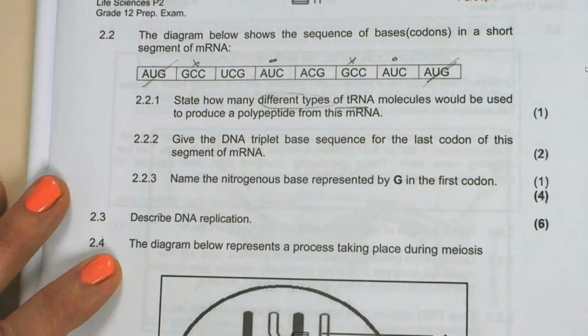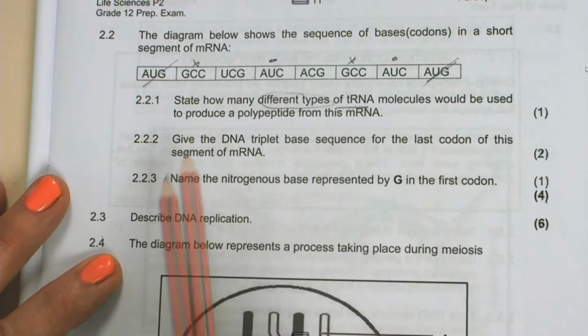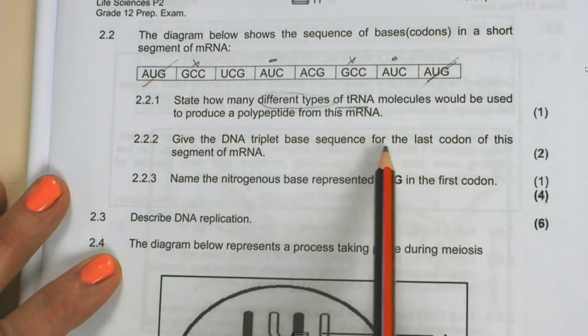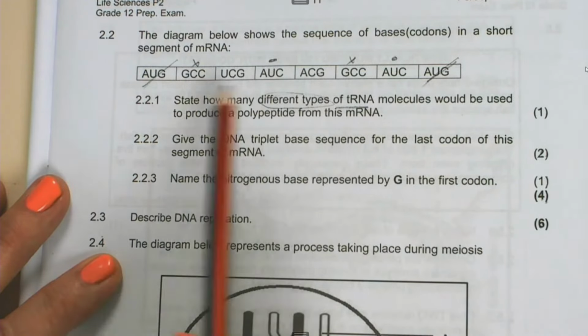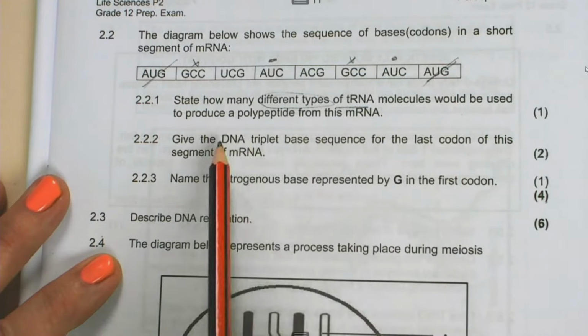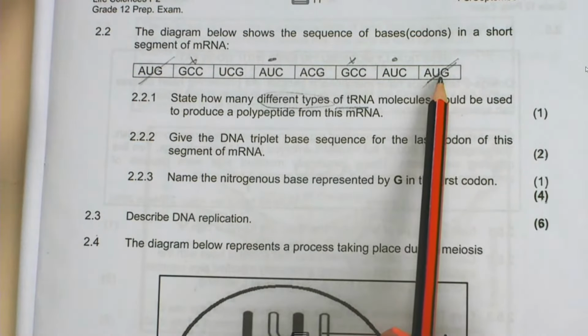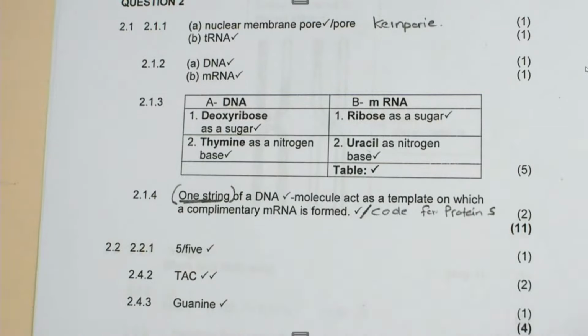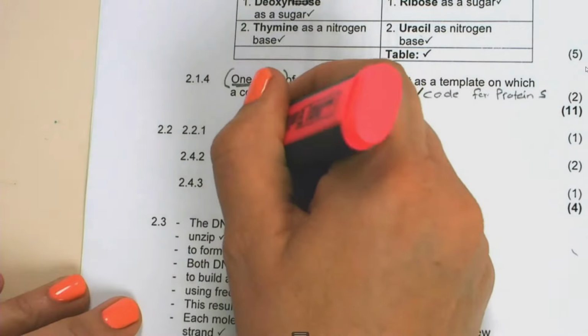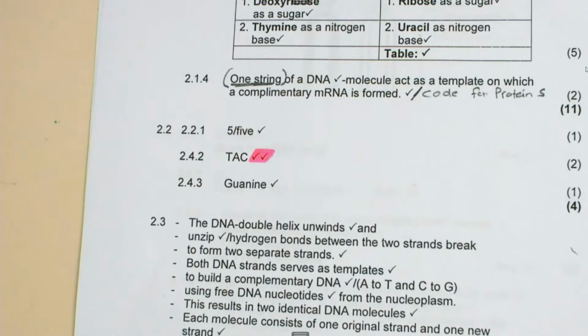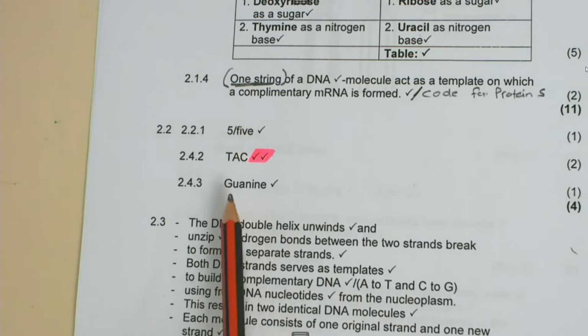Different types of tRNA. And then the normal questions: give the DNA triplet base sequence for the last codon of this mRNA. So this is the mRNA, and they want the DNA triplet of the last one. And the last one, DNA triplet, is then TAC. Remember also double marks in that case. You must write double marks in that one. And then the G stands for guanine.